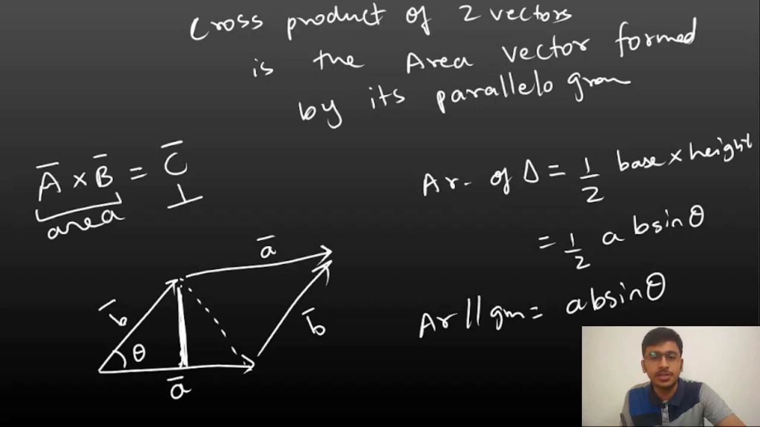So this is the area of this vector, and the direction of this area is perpendicular to the plane. So this gives me a plane, and the direction is the perpendicular direction of this plane. Okay, so this is how the cross product works. So I'll write down in magnitude angle form that the magnitude of A cross B is nothing but AB sine theta.